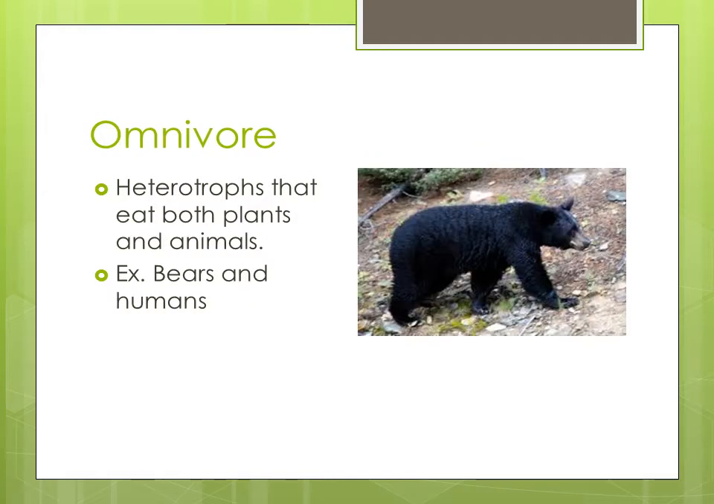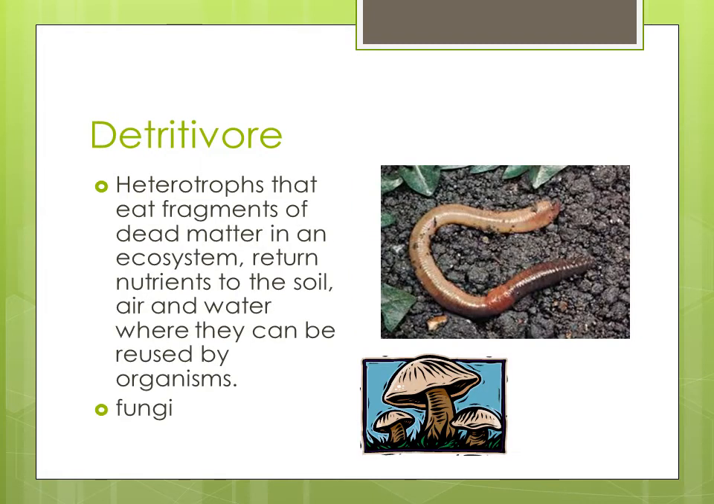Next, we have omnivores. Omni refers to the whole world or everything, and they will eat anything. Omnivores are heterotrophs that eat both plants and animals, so they will eat an autotroph, and they'll also eat heterotrophs. They eat everything. An example is black bears. Black bears will gladly eat fish, but they will also be just as happy to eat berries. Humans are another great example of that.